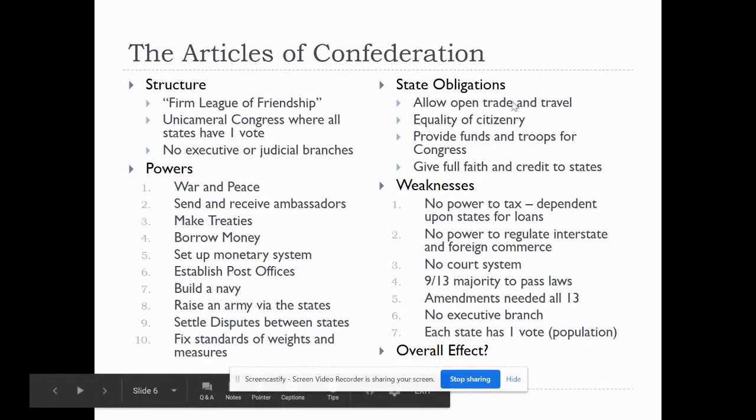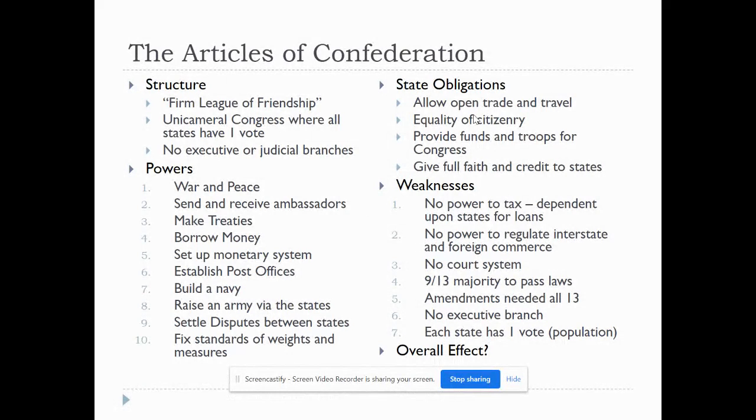measures. Now, the state obligations is they had to allow open trade and travel, which many of the states were in violation of during the Confederation. They had to guarantee the equality of citizenry, which becomes an issue because, yes, the citizens are equal, but how do you define citizens? Some states are going to be a little too liberal in that definition, and other states are going to be very specific.